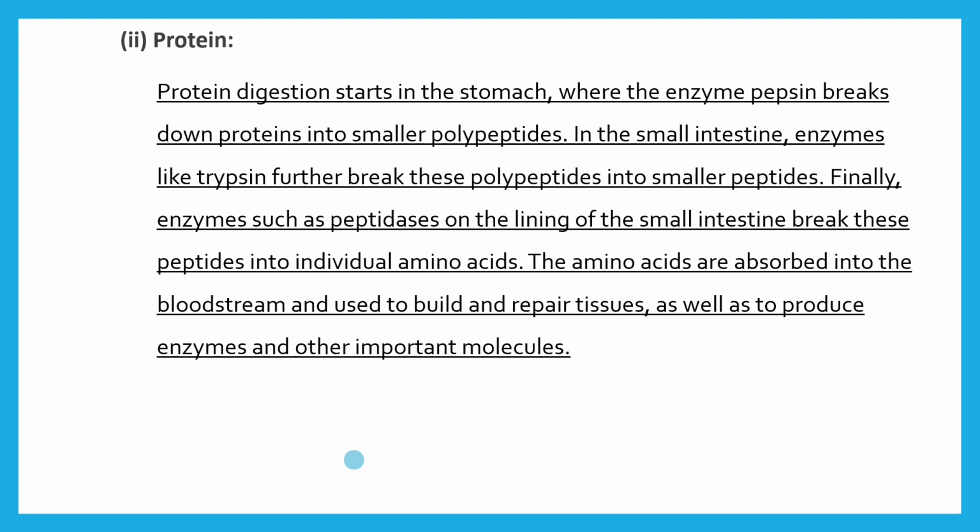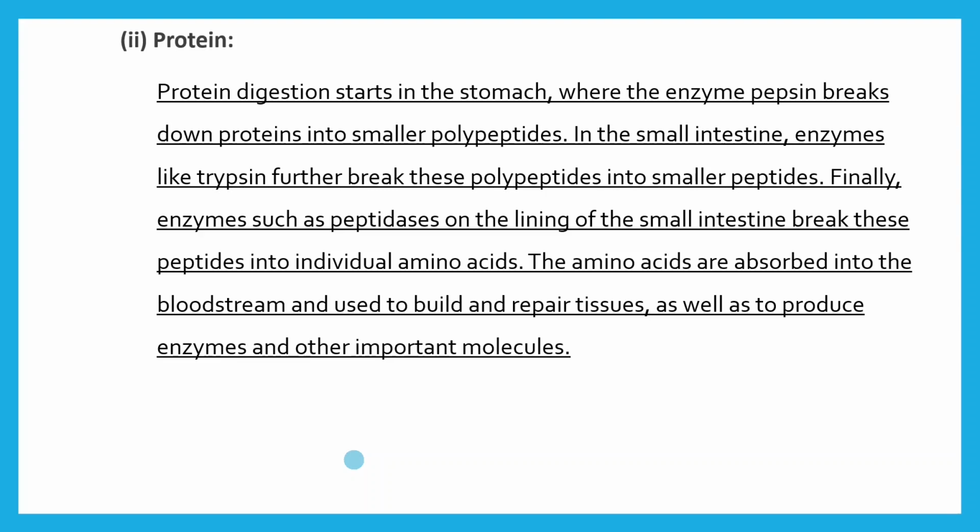So the sequence of protein digestion is you have proteins digested in the stomach into polypeptides by pepsin. Then these polypeptides are further broken down by trypsin into peptides in the small intestine. Okay, so take it as in the stomach, proteins are broken down into polypeptides by trypsin. I mean pepsin, sorry. Then also in the small intestine now, trypsin further breaks the polypeptides into smaller peptides.